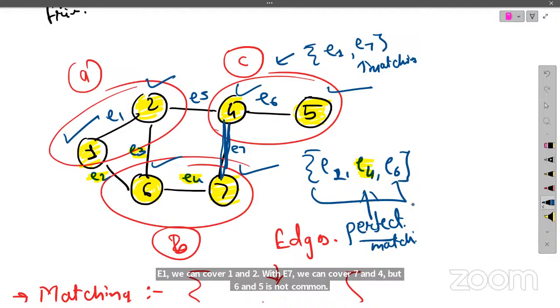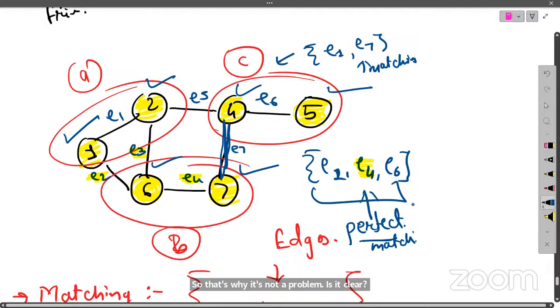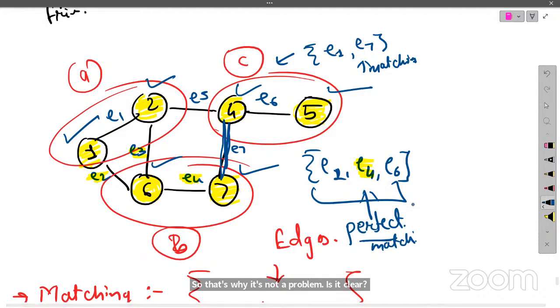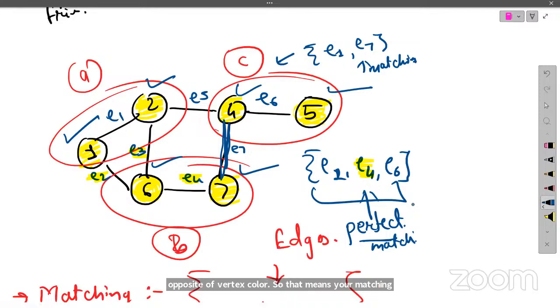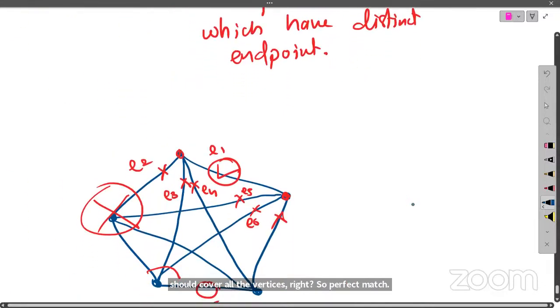Is that clear? So a perfect match seems like it is covering all the edges, right? All the vertices, not edges. Okay, all the vertices. A vertex cover covers all the edges, so it's kind of the opposite of vertex cover. That means your matching should cover all the vertices. That's a perfect match. Okay. So now these three descriptions are important.